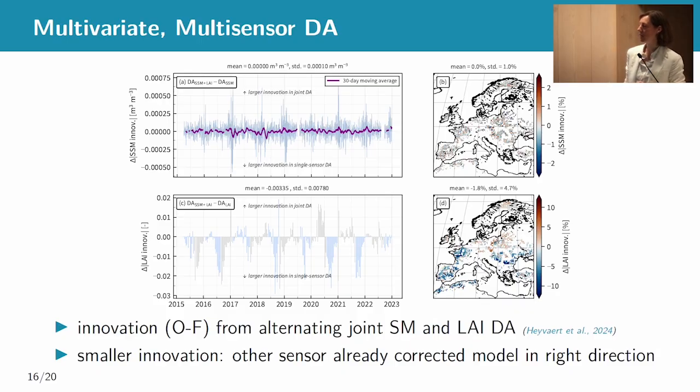But if I look at the difference in the innovations from the joint data assimilation for LAI, so LAI plus soil moisture, but I'm looking at the innovations in terms of LAI, and I subtract the innovations for LAI when I only do LAI data assimilation, you see that you have larger innovations if you only assimilate LAI. Your innovations are smaller if you jointly assimilate soil moisture and LAI, meaning that the soil moisture data assimilation is already helping you on the right way, and the LAI data assimilation is only adding a little more extra, right? So both are working in the same direction, which I think is really nice.